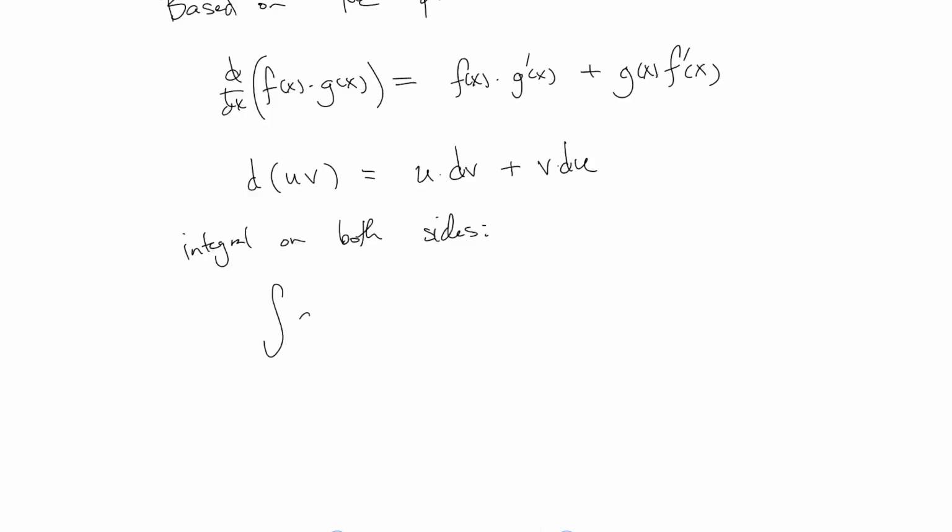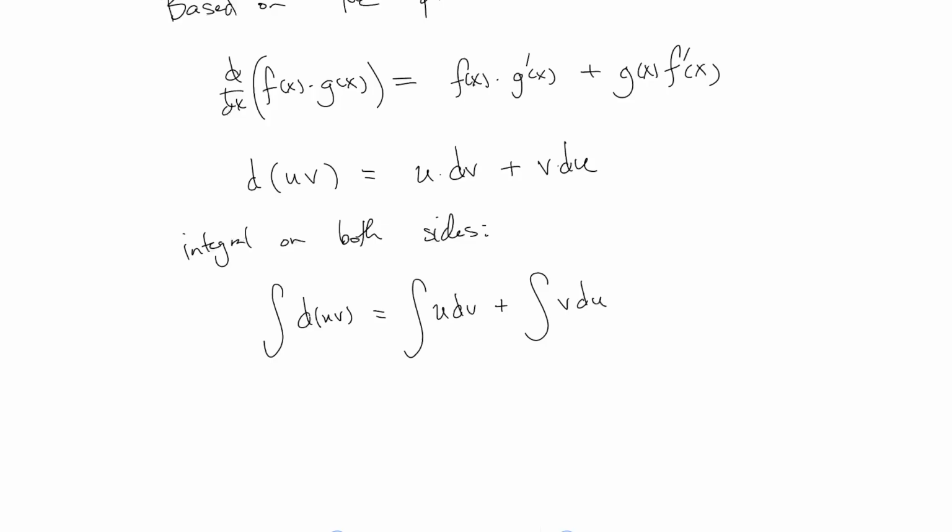It says integral d(uv) equals integral u dv plus integral v du. All right. I sort of broke up the integral on the right-hand side into two separate things. That's because if you have things added together inside the integral, you can break it up into the two integrals added together.